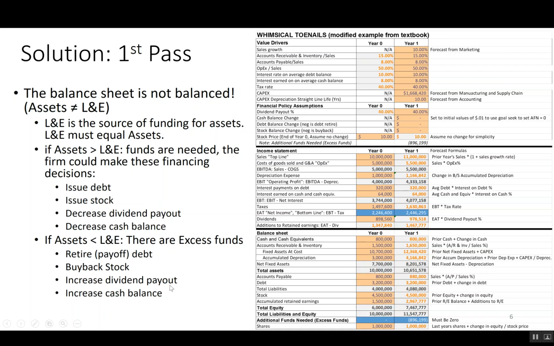We could increase dividend payout, so we can pay a larger dividend, more than 40%, to use some of that excess funding. Or we can just let the cash balance jump up. You know, we can go from 800,000 to add an additional balance there. So those are our choices. Now, if assets were greater than liabilities and equity, in other words, we needed to finance more assets, we would either issue more debt, issue more stock, decrease the dividend payout, or use cash.